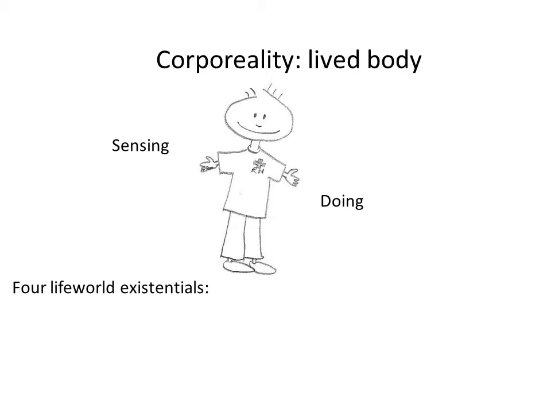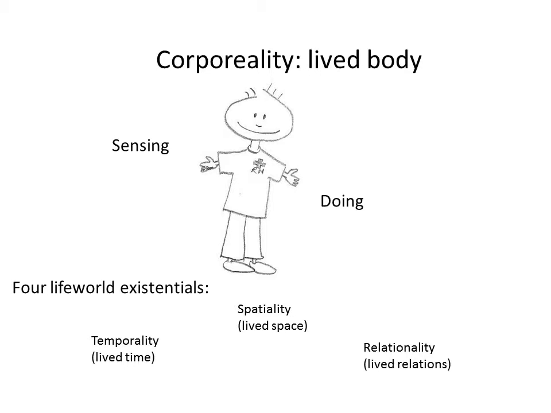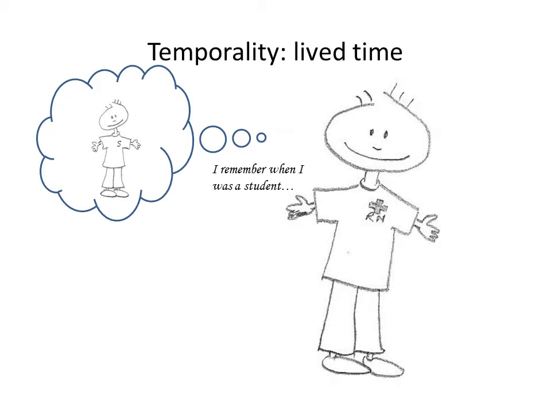Corporeality is one of 4 lifeworld existentials that help us to make sense of lived experience. The other 3 are temporality, lived time, spatiality, lived space, and relationality, lived relations. Temporality is lived time. It involves awareness of the passage of time and a sense of past, present and future.